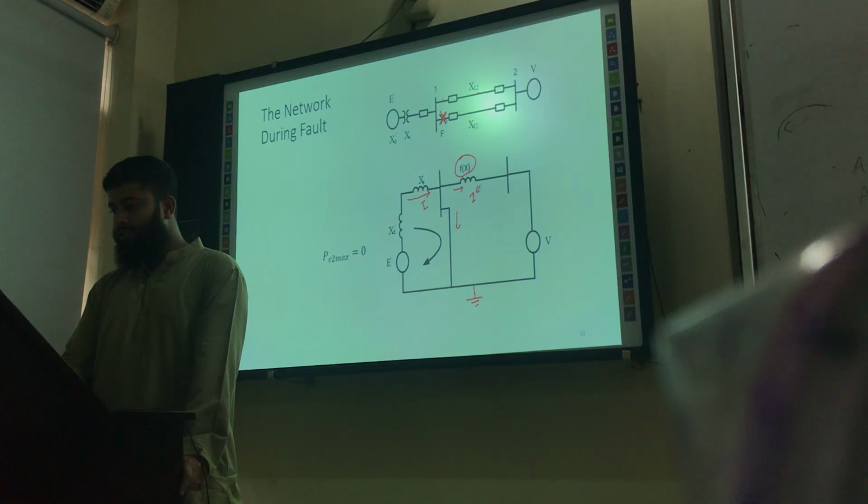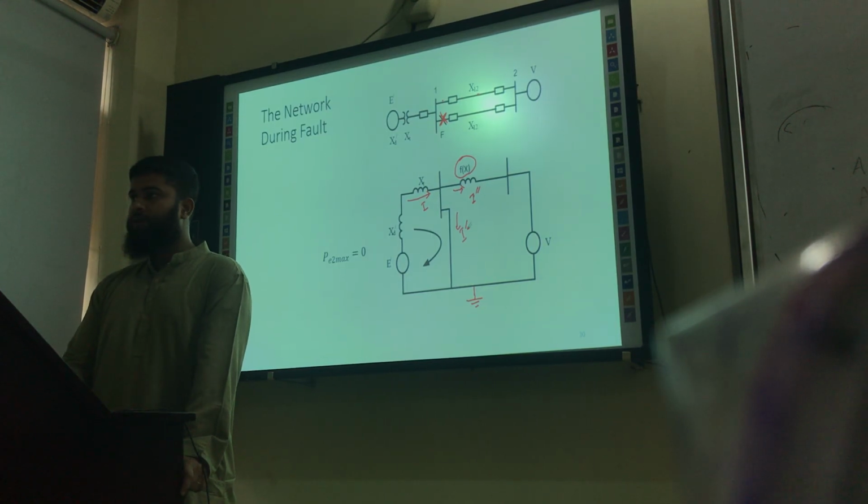I double dash, let's say the current across this will be I double dash and this is I single dash. So which one will be higher? I dash or I double dash? I dash will be higher. Actually the most accurate answer will be I double dash will be completely zero. And the I is equal to the I dash.